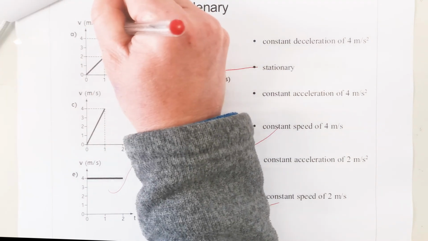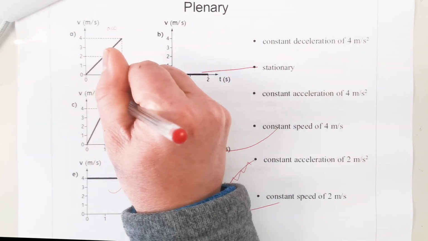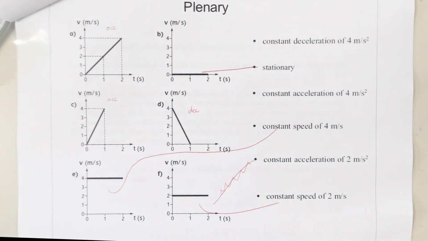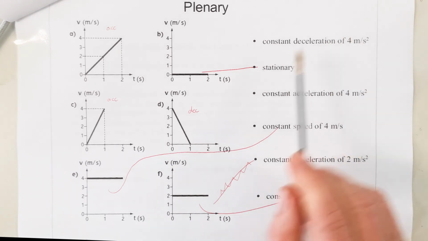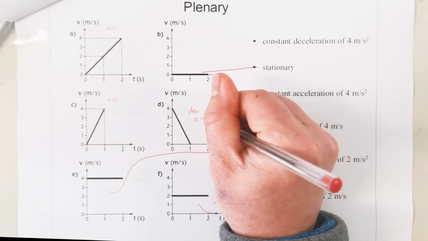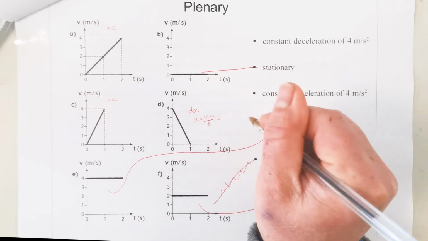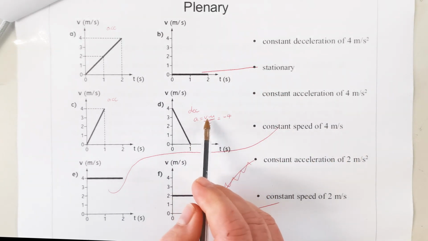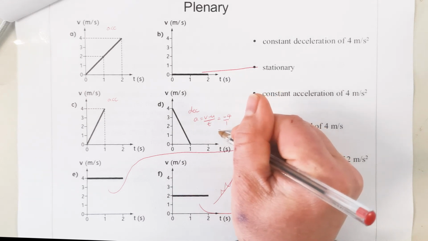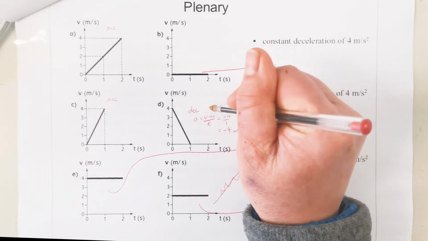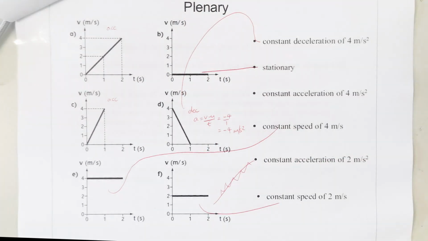Now, these two over here, I'm going to just do acceleration, acceleration, and this is a deceleration. Okay, so I've got deceleration, acceleration, acceleration. Well, look, it's gone from 4 meters per second to 0. A equals V minus U over T, which is -4, because it's gone from 0 minus 4, over 1, which is -4 meters per second squared. So that is that one.